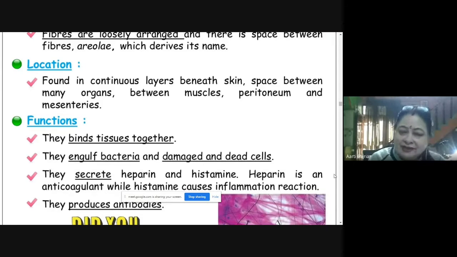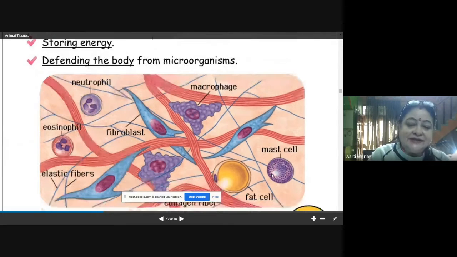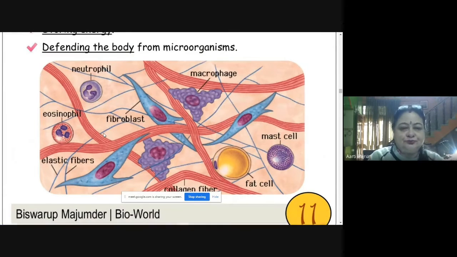So whenever there is any foreign body in our body, the body responds to it by forming antibodies. Here you will find neutrophils, eosinophils, elastic fibers, fibroblasts, macrophages which engulf the bacteria, mast cells which are having the stamens, fat, loosely arranged structures in the areolar tissue.